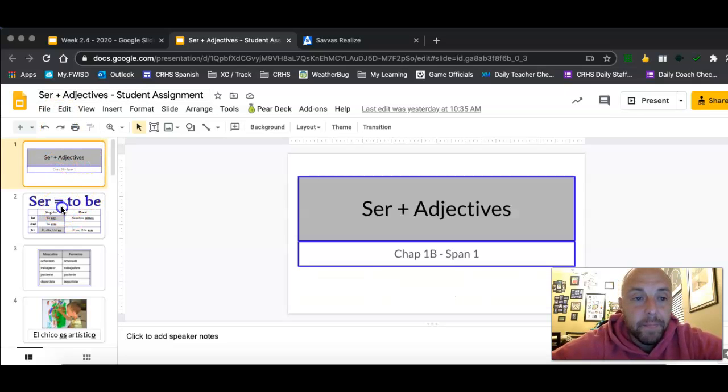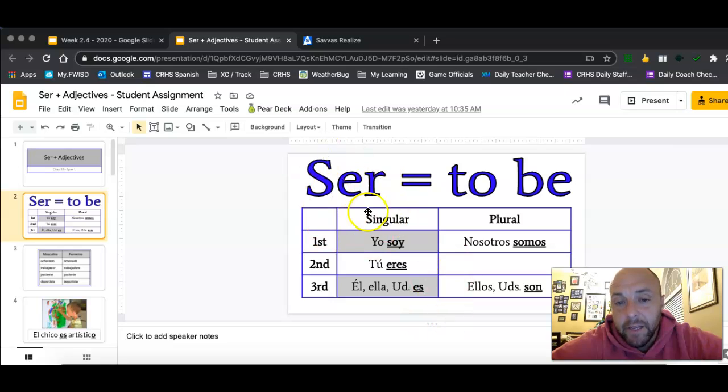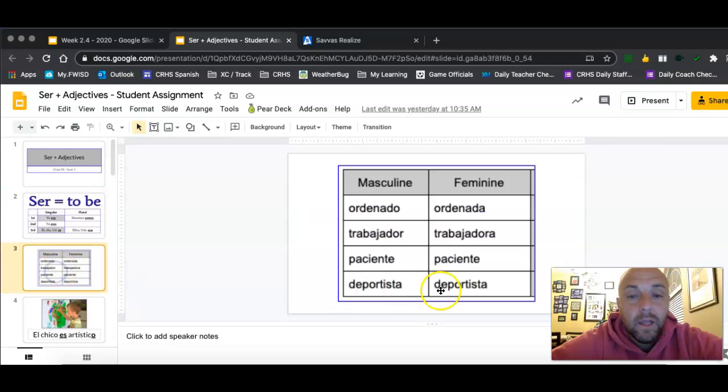Go up to the top here. Here's our ser again. We just saw this. The two highlighted forms are the only two forms of the verb ser that you're going to use on this assignment. Ordenado, again, we just talked about this slide. The only one we have to worry about changing is if it ends in O. Ordenado cambia a ordenada. Trabajador, trabajadora.